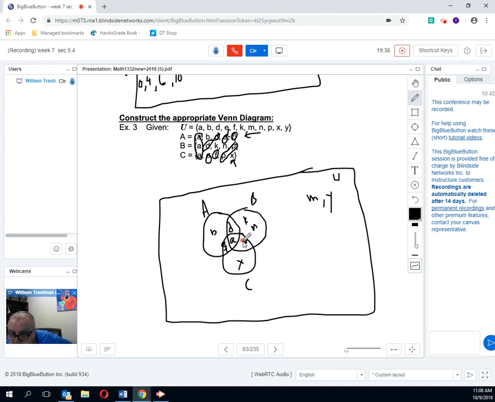A, B. Wait, where's B? Oh, there's a B. C. No, there's no C. A, B, D, E, F, K. This could drive you crazy. M is over here in the universal set. N is there. I think that's an N, yeah. P, X, and a Y. So Y is in the universal set also. All right, so that's what our Venn diagram looks like.